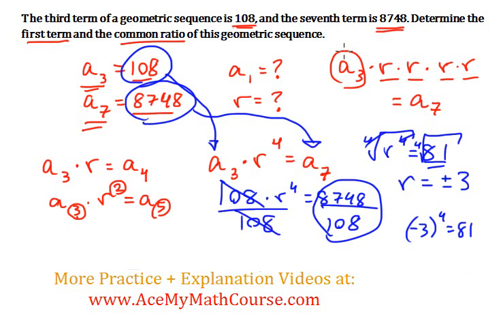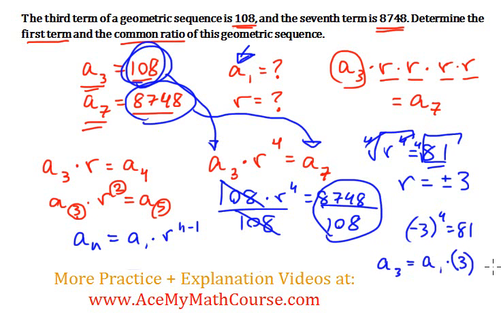Now, we also want to find the first term, don't we? Yes, we do. And we can use the general formula, an equals a1 times r to the power of n minus 1, to find the first term. And how do we do that? Well, we know a3, which is 108, is equal to a1 times r to the power of n minus 1. So I'm going to use just positive 3 first. Later you can use the negative 3.